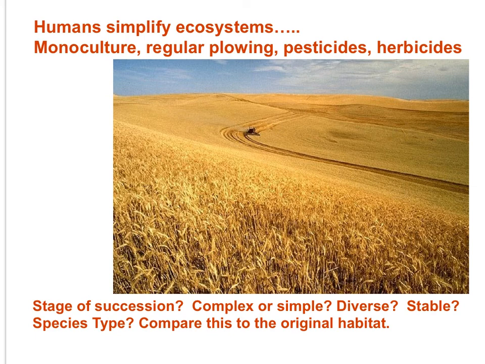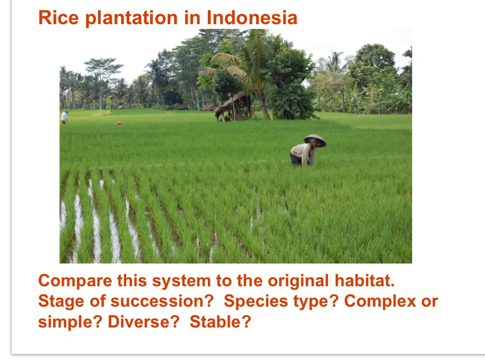Look at this agricultural system. It's a monoculture, a single species. There is regular plowing and pesticides, herbicides are sprayed, further reducing the diversity of the system. This is not a stable system. Compare this system to the original habitat.